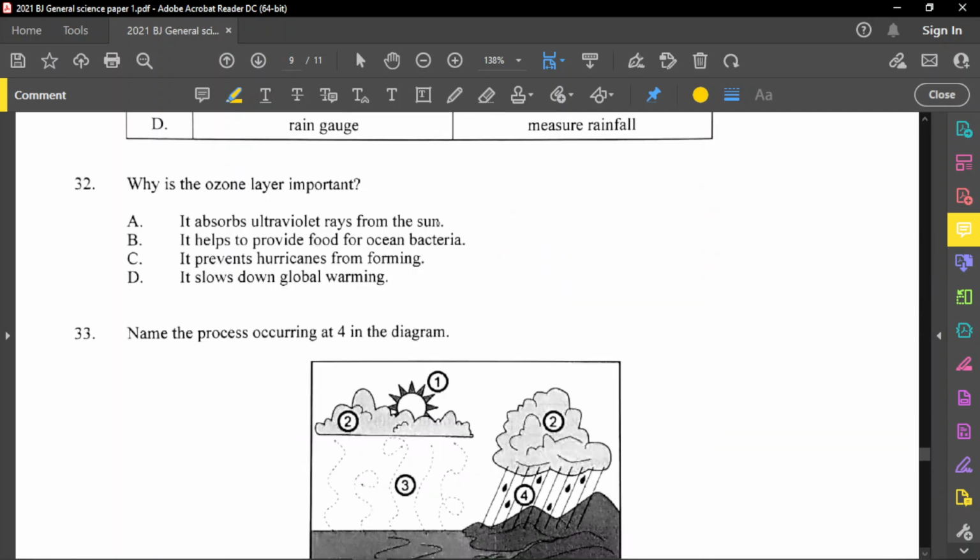32. So why is the ozone layer important? So the ozone layer is there to protect the earth from extreme heat, right? That's the purpose for it. So looking at how it works, it's really because it's a pocket of gases, and the gas will absorb the ultraviolet rays from the sun. Because if the ozone layer was not absorbing the rays from the sun, the earth would be way, way, way too hot. And maybe we would not have life here. All right. So it really helps to absorb the ultraviolet rays from the sun.